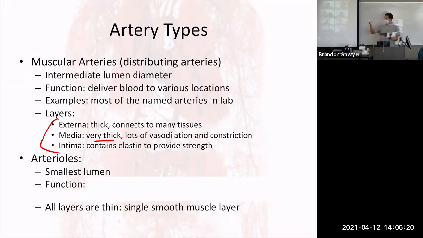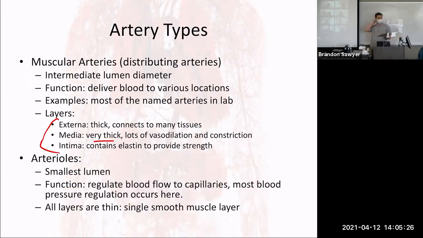And then lastly, we get to the arterioles, which are the smallest ones. These are very small, right before we get into capillaries. The function of these is to regulate how much blood flow goes to the capillaries. But secondly, this is where most of our blood pressure regulation occurs in our body.